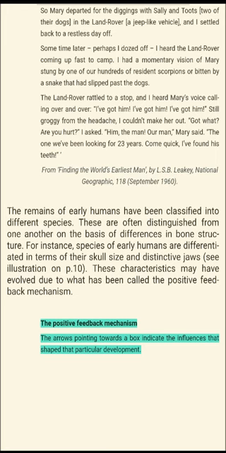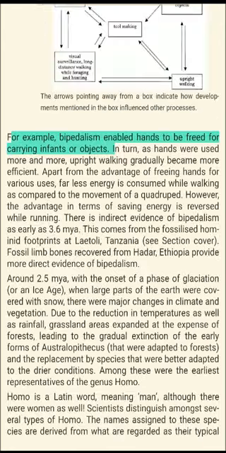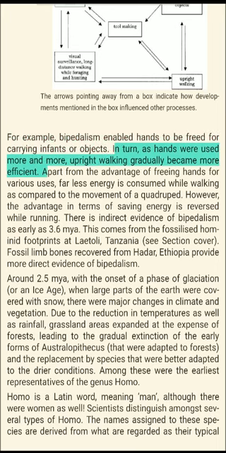In the positive feedback mechanism, the arrows pointing towards a box indicate the influences that shaped that particular development. The arrows pointing away from a box indicate how developments mentioned in the box influenced other processes. For example, bipedalism enabled hands to be freed for carrying infants or objects. In turn, as hands were used more and more, upright walking gradually became more efficient.